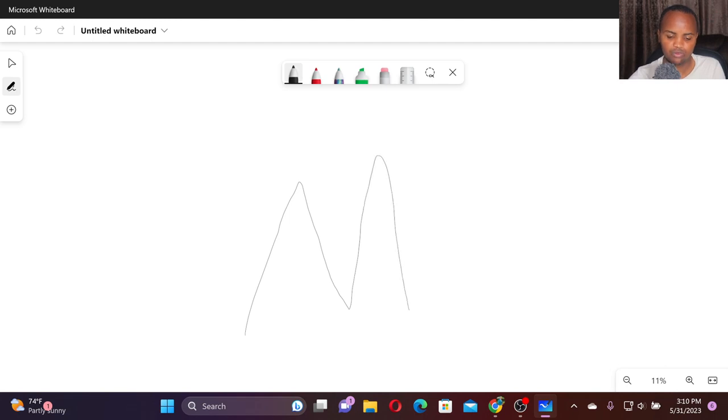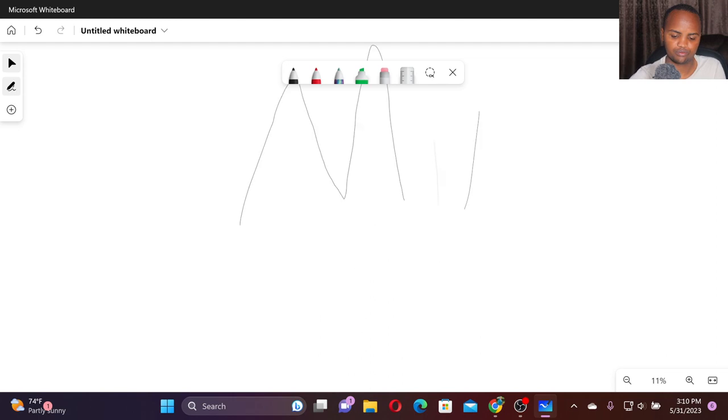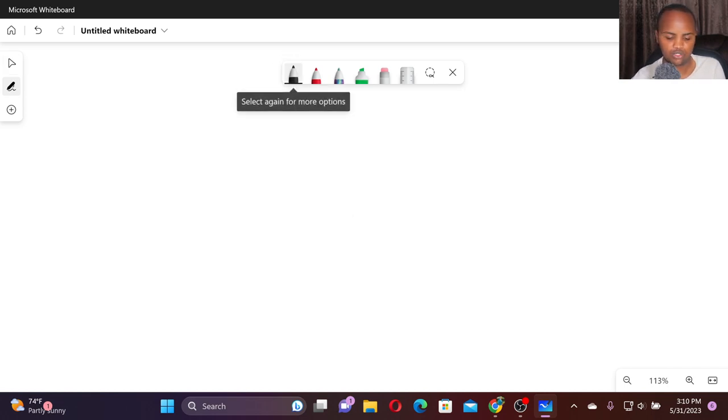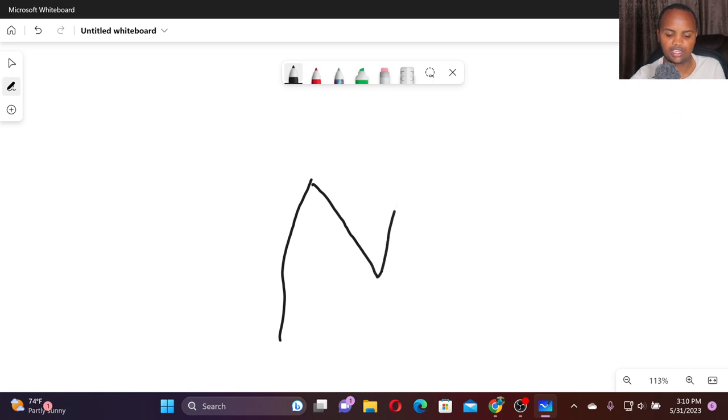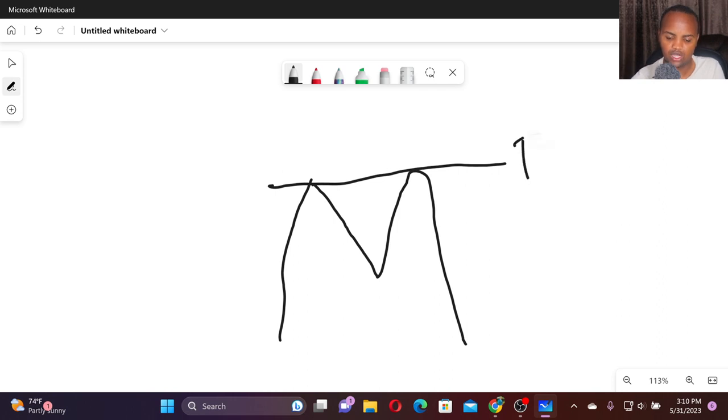You see, this is not perfect. Let me draw something good here. Let me show you how you can expect the double top and double bottom to form. For example, when we have a double top, the market moves this way and forms something like an M. So this is what we call a DT.